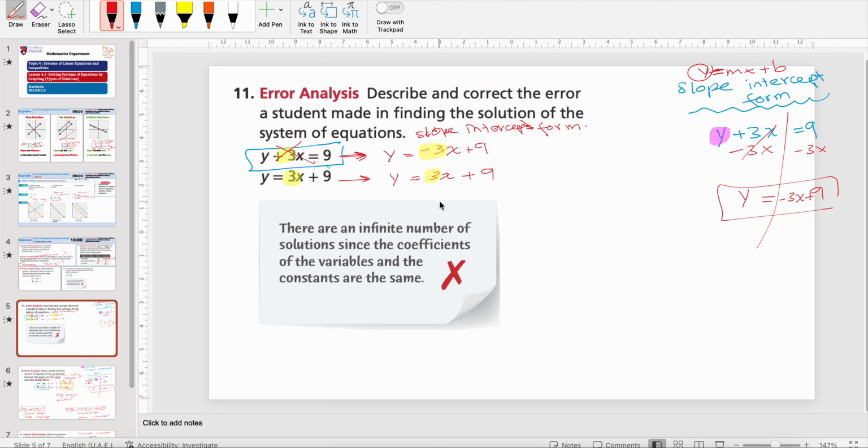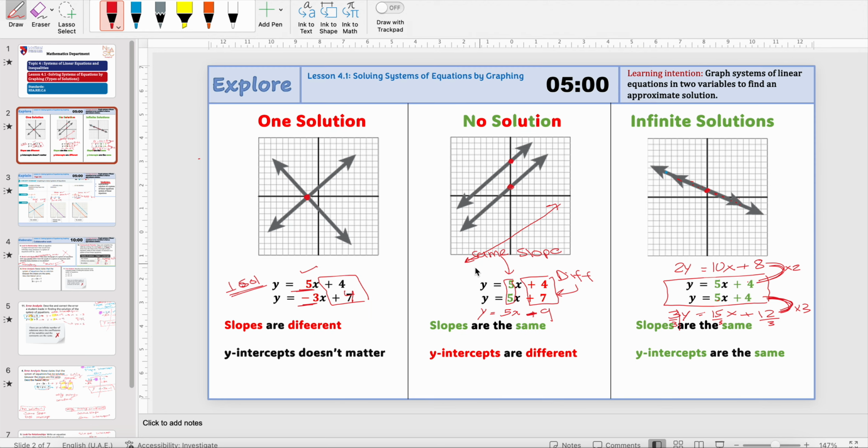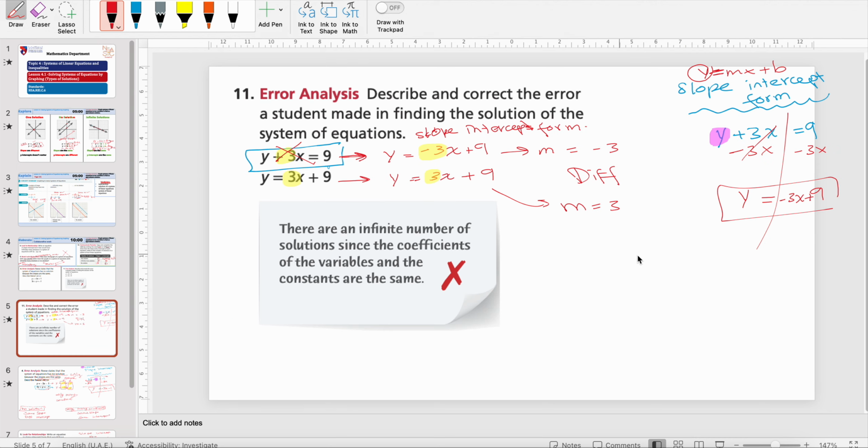So she decided that there are infinitely many solutions because they have all the same variables, constants, slopes, intercepts, and that's wrong, because when you rewrite it in slope intercept form, the slope m becomes negative 3, which is different from the other slope, which is m equals 3. And if you remember, once you have different slopes, then it's one solution. So always, before you compare the solutions, make sure they are written in the same proper form. Otherwise, you can't really compare. That's it.